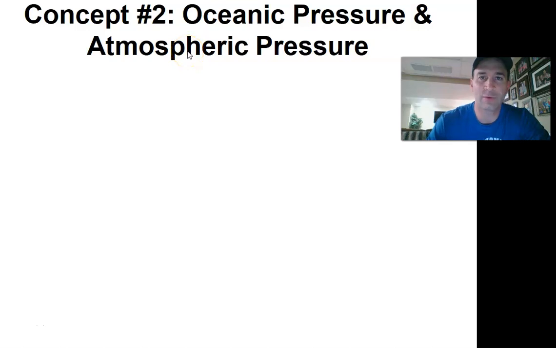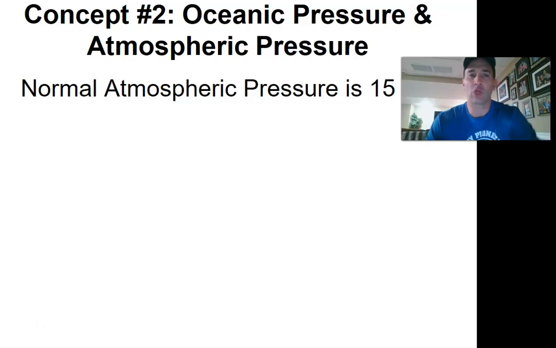Okay, concept 2, oceanic pressure and atmospheric pressure. Normal atmospheric pressure is 15 psi. That's normal air pressure at sea level, 15 pounds per square inch. So right now, there is 15 psi pushing down on every square inch of your body. If you multiply all the square inches, you have thousands of pounds of pressure pushing on you throughout the day.